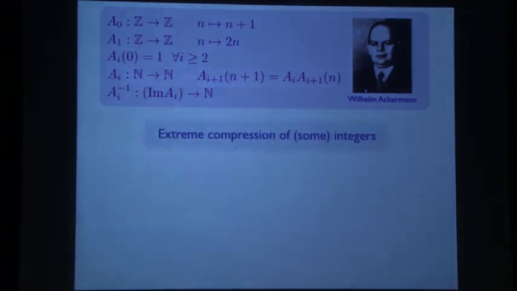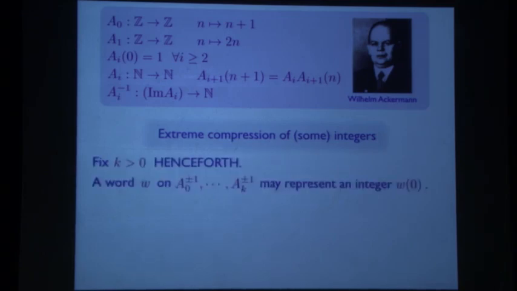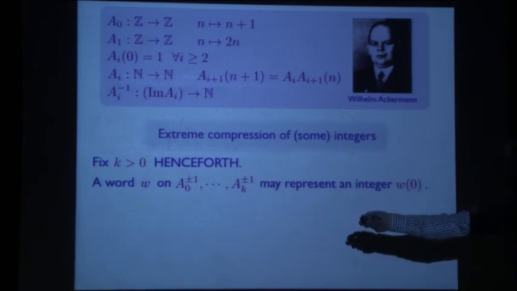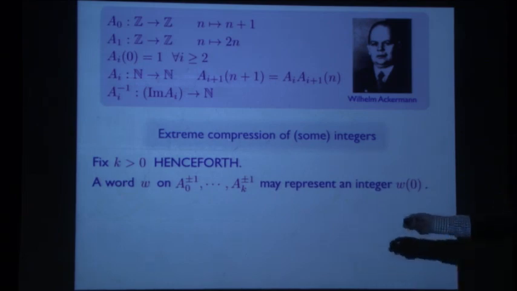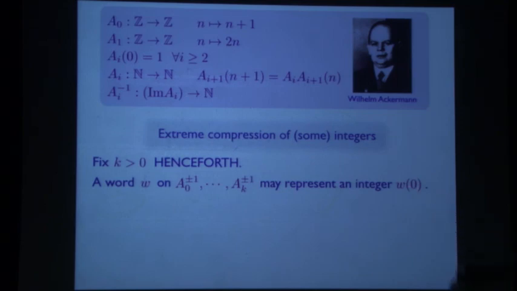And we can use these functions to express integers. So I want to fix a k, because I want to work with a finite alphabet. So we're going to work with the alphabet a0 through to ak and the inverse symbols too. And we'll say a word on these symbols can represent an integer, and it's going to be: take the word and evaluate it at 0, just with composition of functions.